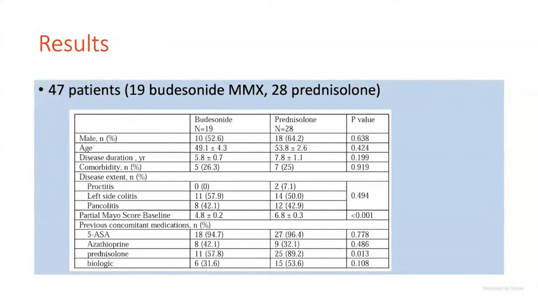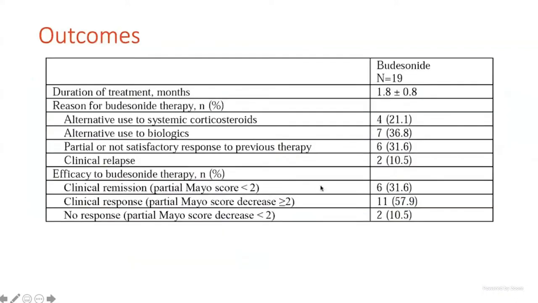28 patients received prednisolone, 19 received budesonide. The baseline characteristics were comparable except for the partial Mayo score, which was higher with prednisolone, and the past prednisolone use, which was again higher in the prednisolone group. So the outcomes of budesonide: the mean duration of treatment was 1.8 months, and the common indications included alternative use with steroids or biologics, partial response to previous therapy, and clinical relapse.